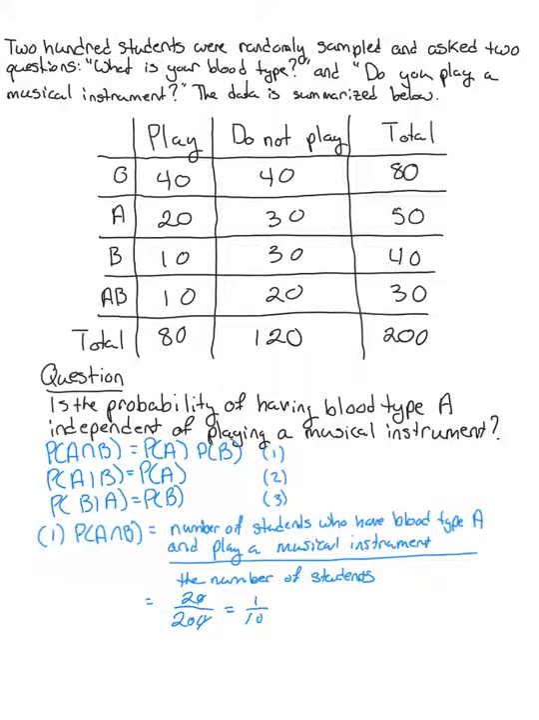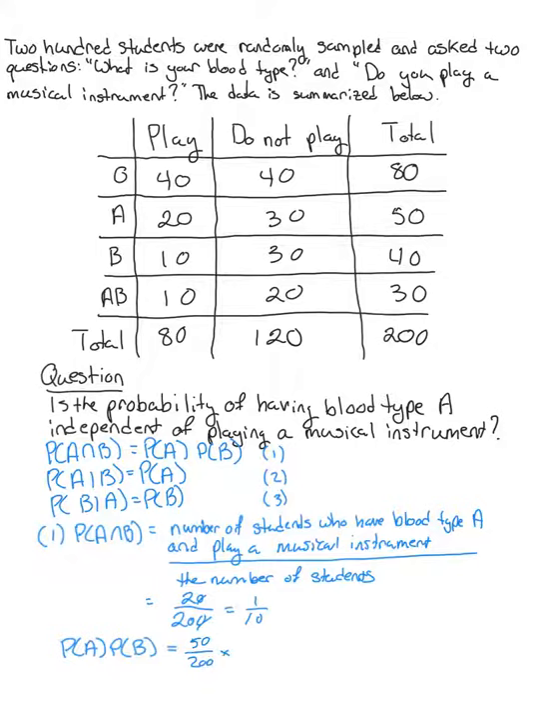Now if we calculate the right-hand side, probability of A times probability of B, well, probability of A is the probability of the student having blood type A. Now in order to do that, we figure out the total number of students in our sample that have blood type A, which in this case is 50, over the total number of students. So this will give us 50 over 200 times the probability of B.